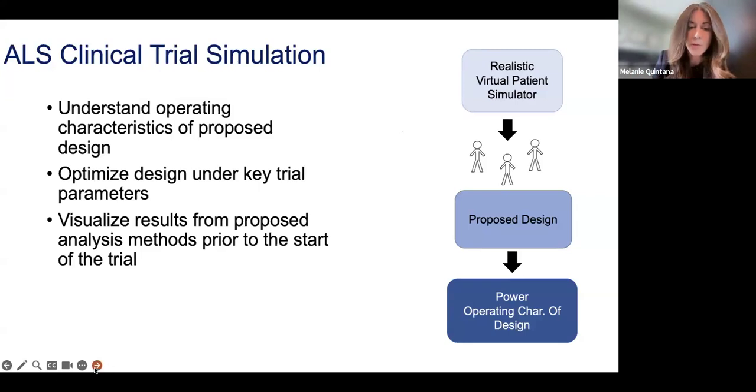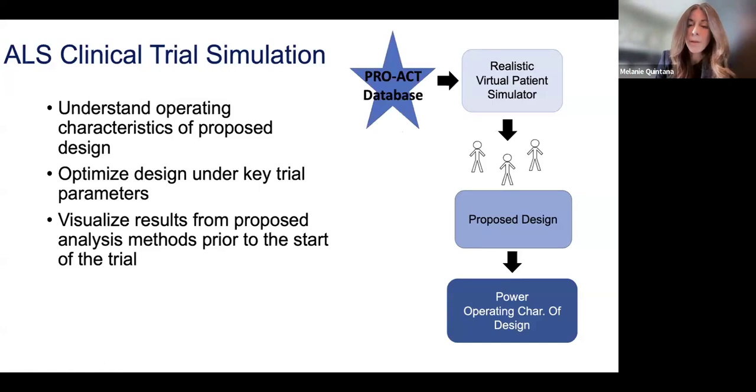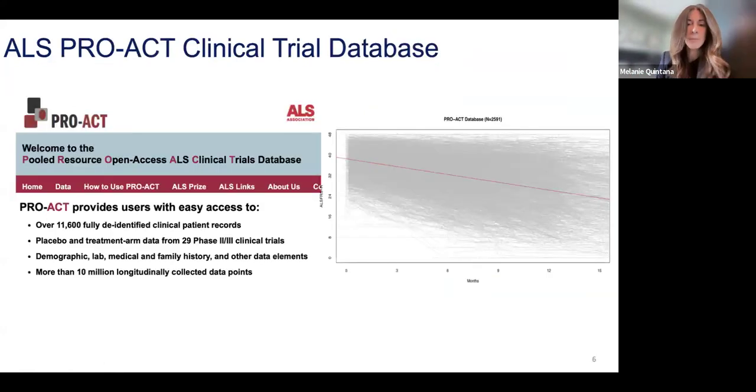We are fortunate within ALS to have the PROACT database, this wealth of information on patient level data from previous historical clinical trials. I'm pretty sure most of you are familiar with it. This was a snapshot from the website, and I think it's old. It could have more clinical trials now, but when I took the snapshot, it mentioned placebo and treatment patient level data from 29 phase 2-3 clinical trials. So a wealth of data.